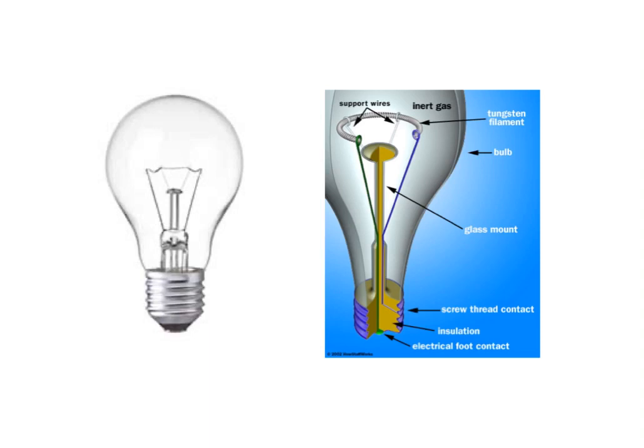So what a light bulb is the following. You'll notice this metal sort of cylindrical thing over here, often called a thread contact or sometimes the sheathing.